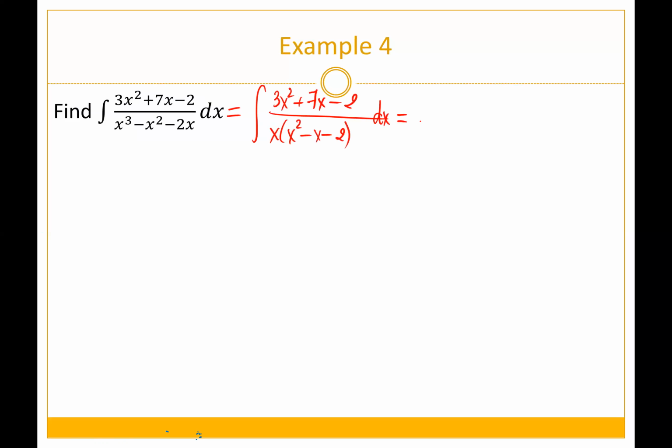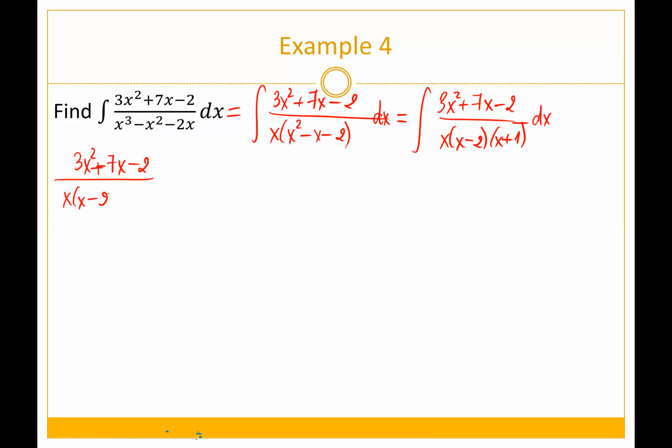By doing a lot of practice, I know that the denominator can be further factored. So I will further factor it, and what I have is x minus 2 times x plus 1 dx. Now, as you can see in the denominator, we only have linear factors and none of them are repeated. So in this case, by the form that I put in the slide of section 7.4, 3x^2 plus 7x minus 2 over the denominator is going to equal A over x plus B over x minus 2 plus C over x plus 1.